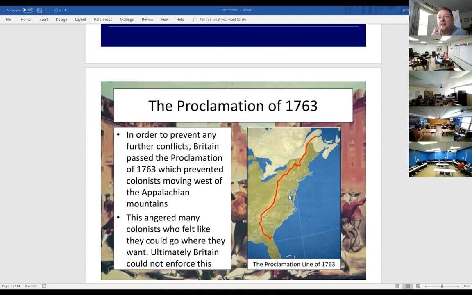So, of course, this angered the colonists. They're the ones living here, right? They're the ones starting a life here, trying to establish their farms, their businesses, their livelihoods. They wanted to expand. They're the ones who are here. How can the leaders back in England exercise this authority when they're not even here?